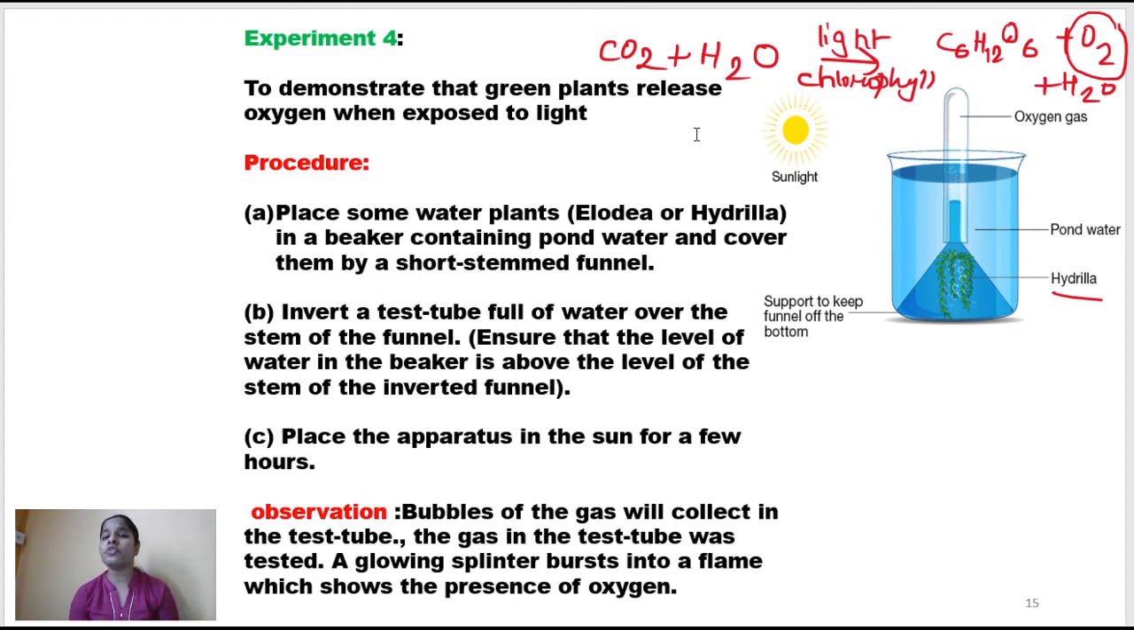But when we have to demonstrate that green plants release oxygen during the process of photosynthesis, at that time we do not destarch the plant. So this is the key difference between the elements needed for photosynthesis and proving what is released as a byproduct of the process of photosynthesis.